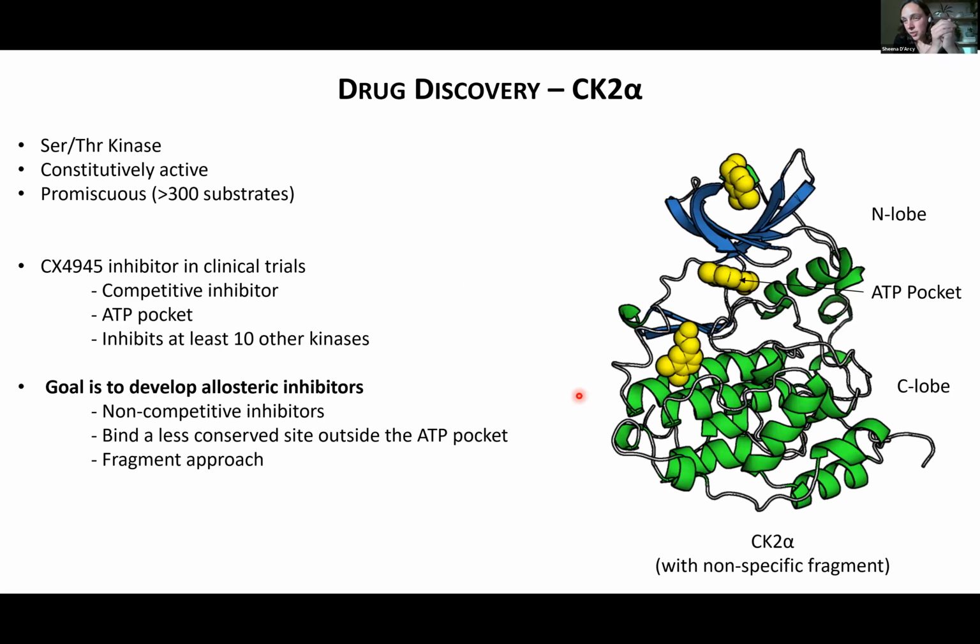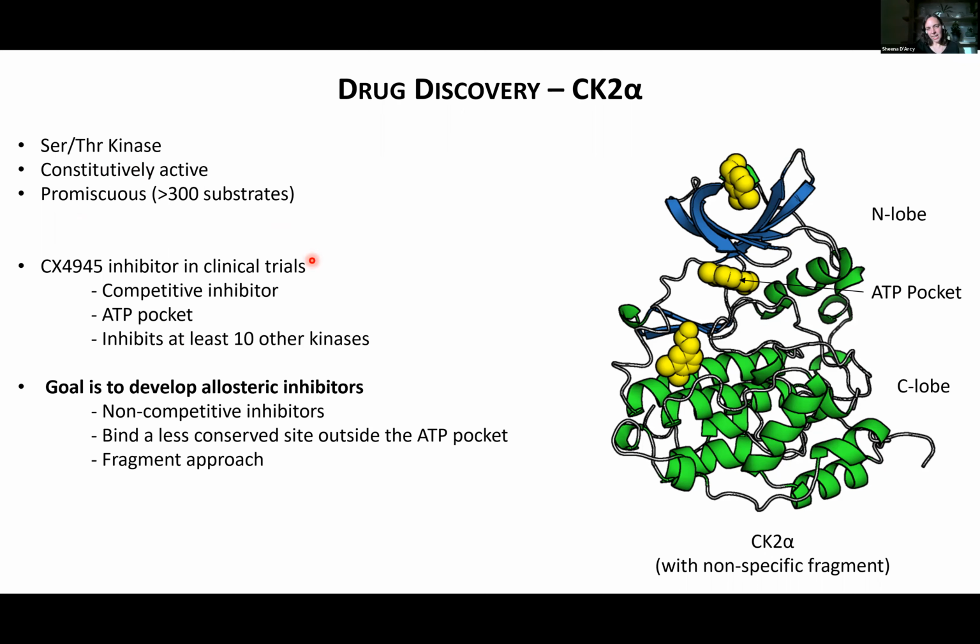So the protein of interest here is CK2 alpha. The structure is shown here on the right. CK2 alpha is a serine threonine kinase that's clinically very interesting as a target for cancer therapeutics. It's a very promiscuous kinase. It has greater than 300 known substrates and is typically involved in the amplification of kinase cascades.